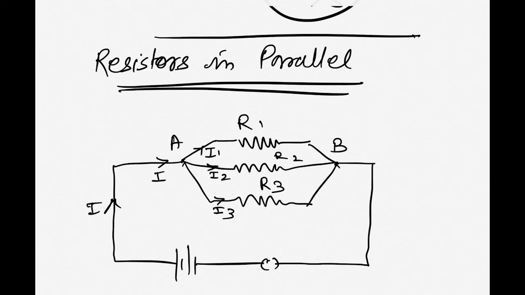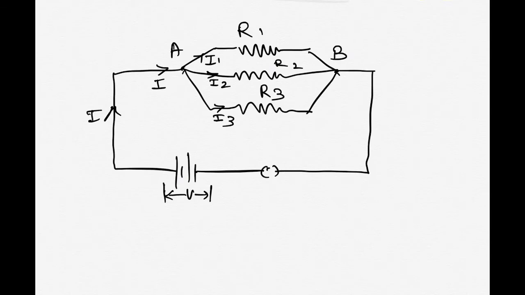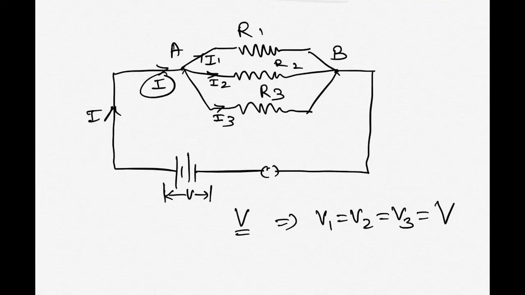The voltage across points A and B is the same as the voltage of the energy source, which is nothing but V. The voltage across A and B, or the voltage across each resistor, is V, the same. So V1 equals V2 equals V3 equals V, the voltage of the energy source. The second thing is that the current I in the circuit is the sum of the currents in the individual resistors.